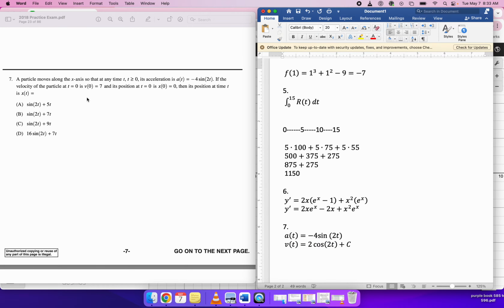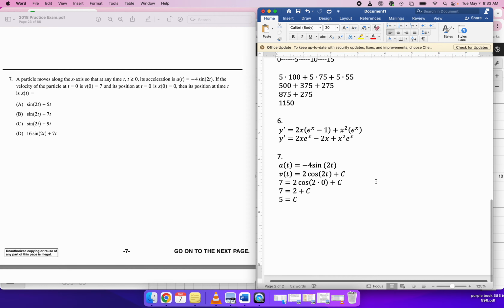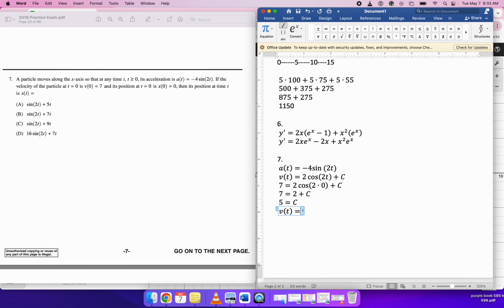They tell me, though, that v of 0 is 7. I can use that to find c. By the way, that does not mean that c is 7. A lot of people seem to be thinking that. That's not true. It means that when you plug in 0, you get 7. So 7 equals 2 cosine of 2 times 0 plus c. So it's 7 equals cosine 0, which is 1, times 2, which is 2. So it's 2 plus c. That means that actually c is 5. So therefore, my velocity function is 2 cosine 2t plus 5.